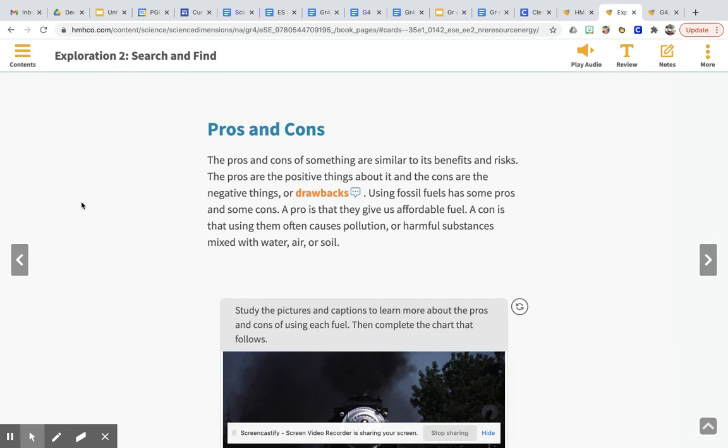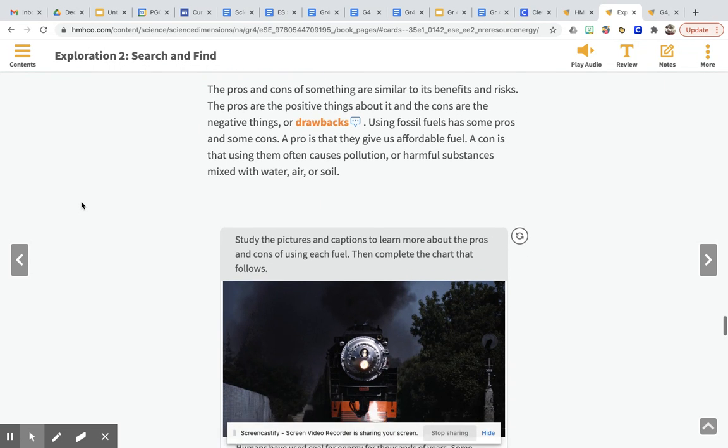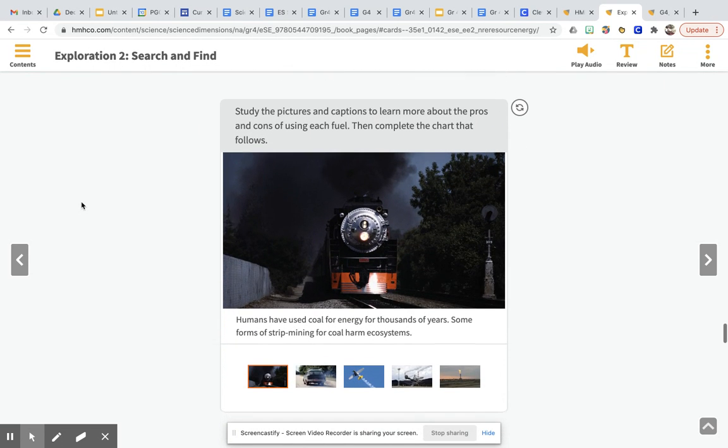Using fossil fuels has some pros and some cons. A pro is that they give us affordable fuel. A con is that using them often causes pollution, or harmful substances mixed into the water, the air, and the soil. And so we have some pictures that we are going to take a look at just very quickly. We're going to study the pictures and learn a little bit more about each fuel. And then there's going to be a chart that you guys are going to complete at the end.